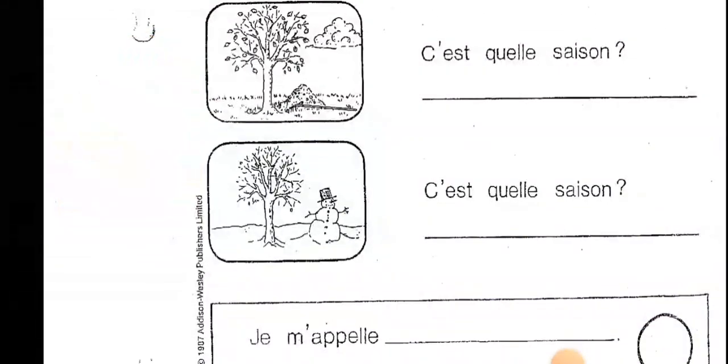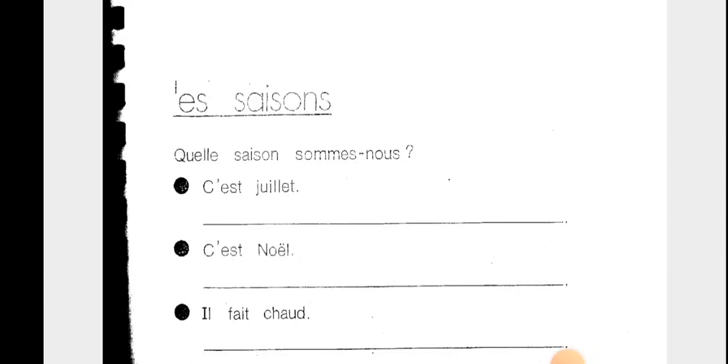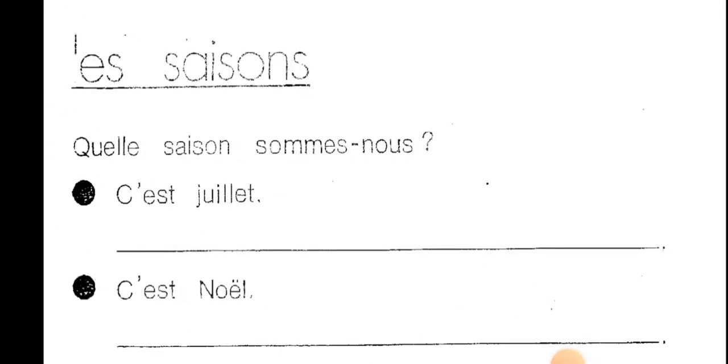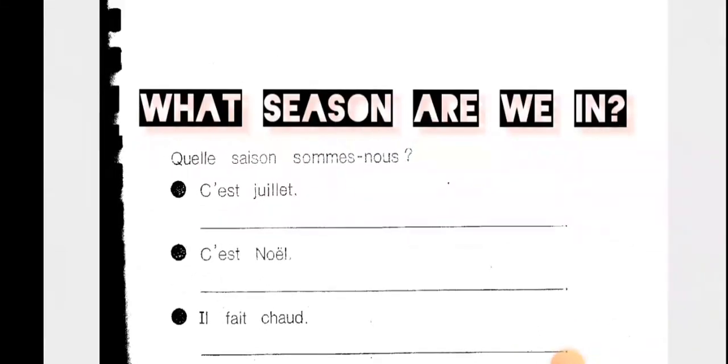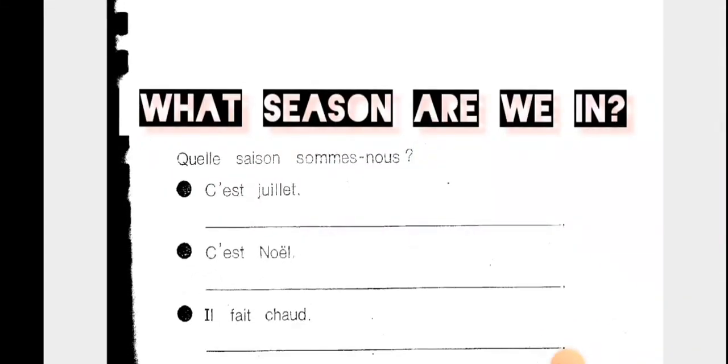I will do that for all 4 pictures, as you can see right here. And then eventually, we'll move on to the second set of exercise, which you have right here. And in this exercise, the instruction says, quelle saison sommes-nous? Which again means, what season are we in?